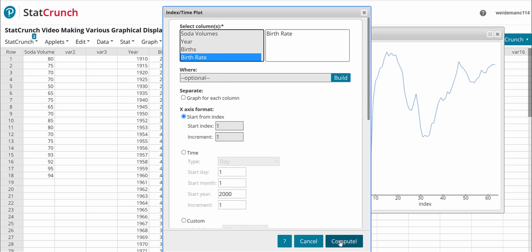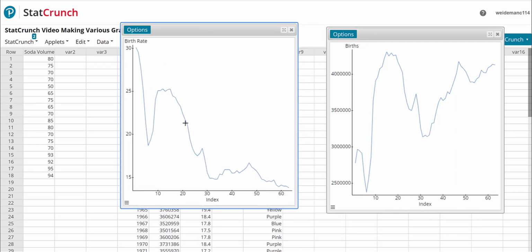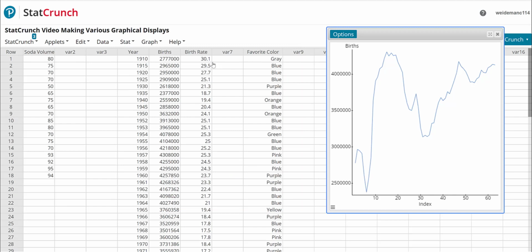So let's take a look at the birth rate. Interesting. Okay, so we have a downward trend on the birth rate. We have an upward trend on the births. Not surprising given what we know about the United States. Families are tending to be smaller, and the birth rate, remember, is like a standardized value. It's going to be births probably per 100,000, maybe per million. I'm not really sure what the birth rate was based on.